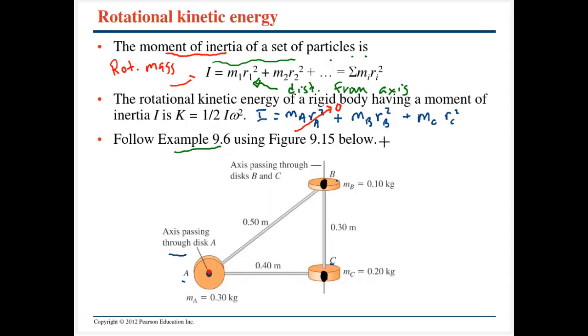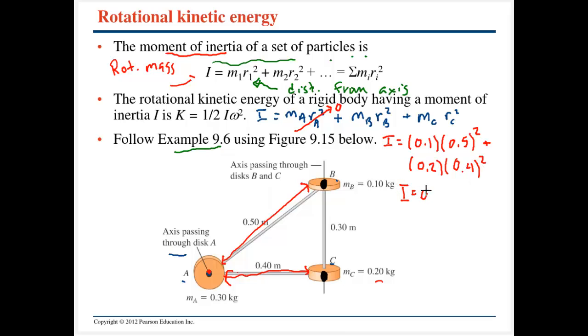So we're left with B and C, so we can say that the moment of inertia, or the rotational mass, is going to be the mass of B, so 0.1 kilograms. B is located a distance of 0.5 meters away from the axis, so 0.5 quantity squared. And I'm going to add as well mass C, 0.2 kilograms. And this one is located 0.4 meters away, so that's going to be squared.